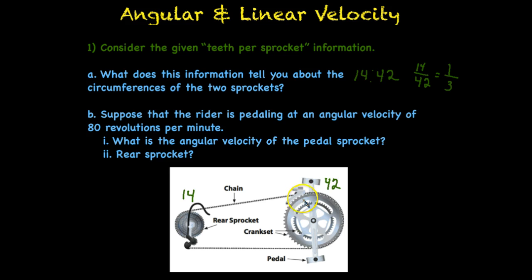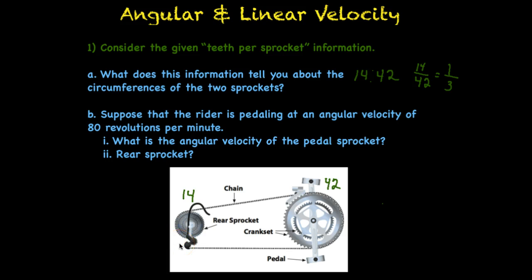Now, B, suppose that the rider is pedaling at an angular velocity of 80 revolutions per minute. Think about what this means. You're pedaling at 80 revolutions per minute. Here's your pedal. It's directly connected to the front sprocket. So, what is the angular velocity of this pedal sprocket, as well as what is it for the rear sprocket, which is connected to our wheel?